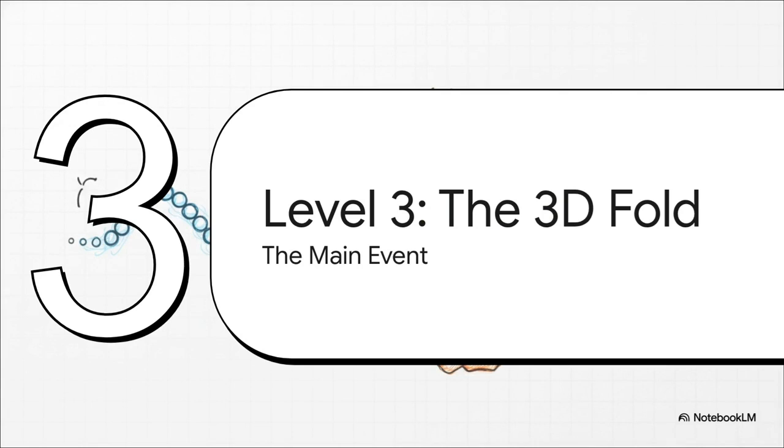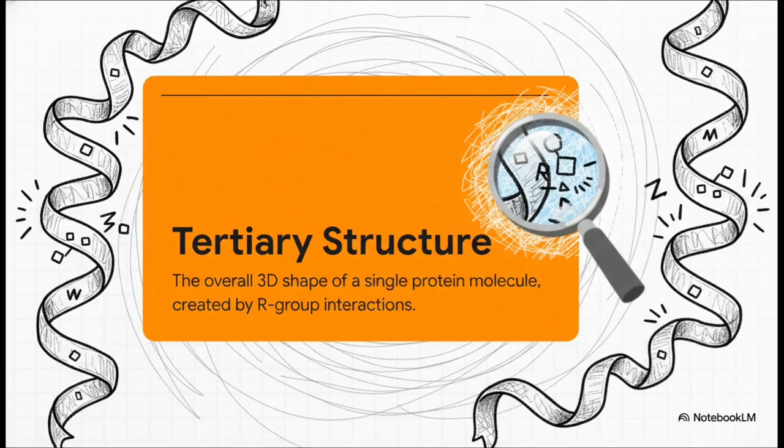Okay, now we're ready for the main event. This is where all those helices and sheets and all the little bits connecting them finally fold up into a single, functional, 3-dimensional object. This right here is the tertiary structure. It's the final overall 3D shape of that one polypeptide chain. And the key players have changed again. We're not talking about the backbone anymore. Now it's all about the R groups, the unique side chains on each amino acid. They're the ones driving this final, complicated folding process.